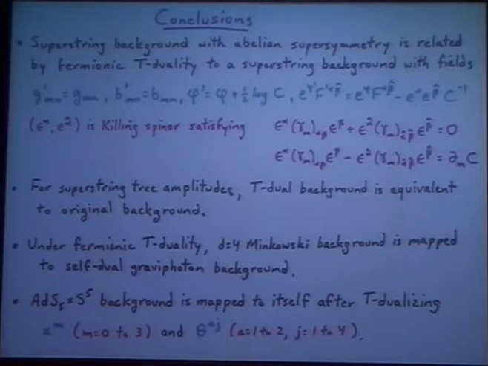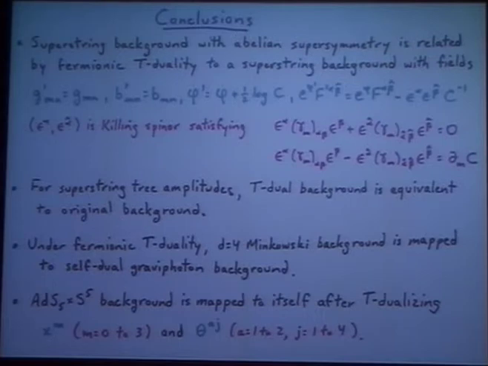So the superstring backgrounds with abelian supersymmetry, if you have an abelian supersymmetry, you can relate it by fermionic T-duality to another superstring background, where this is the way the fields transform. So this is generic for any superstring background with abelian supersymmetry, and these are the properties of the Killing spinor. So they're related to this capital C, which appears in the fermionic T-duality. So for superstring tree amplitudes, the background after doing T-duality and before is equivalent, so again, only for tree amplitudes.